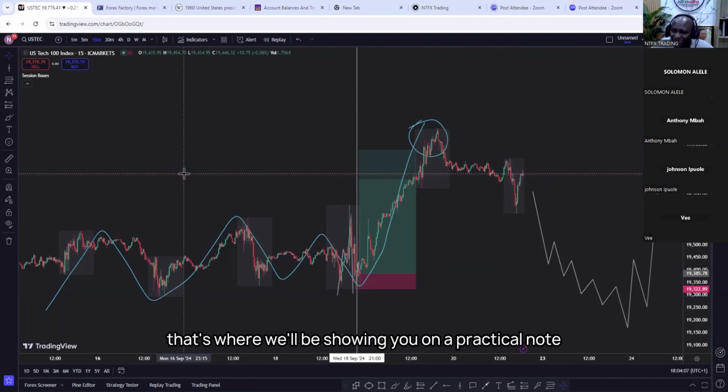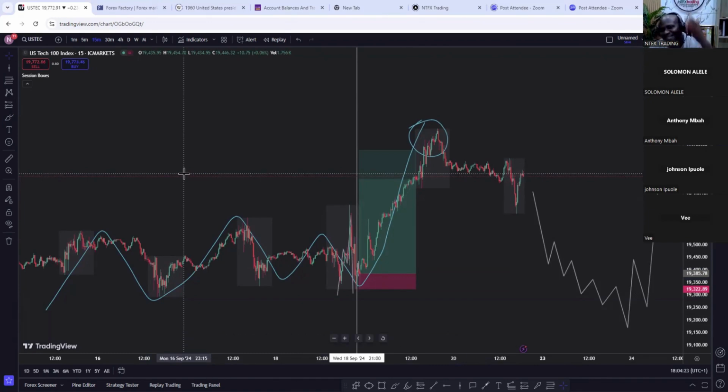Then this one, that's where we'll be showing you on a practical note how the markets will be. As you are attending the sessions day by day, you are getting improvement until you come to the category of TP Smarts.